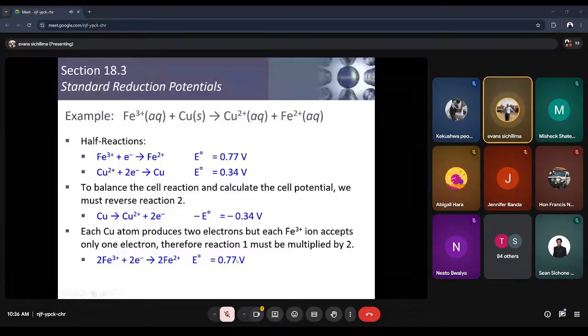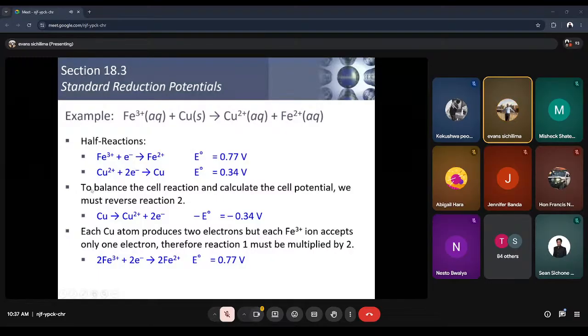We have not multiplied this by 2. I'm sure you remember this. All right. So basically, this is what is happening here. This is the half reaction for reduction, and this is the half reaction for oxidation. These are happening at the same time, and that's why it is called a redox reaction.